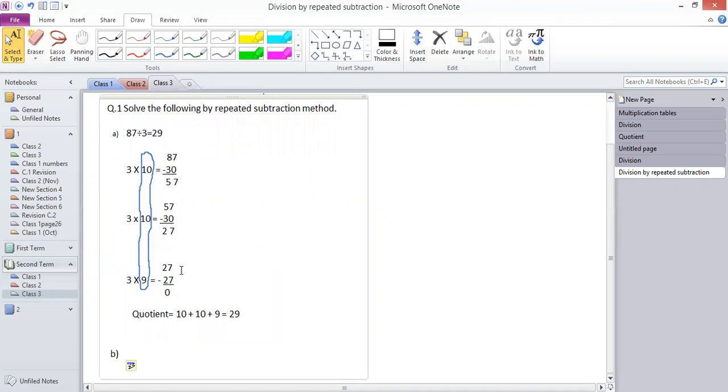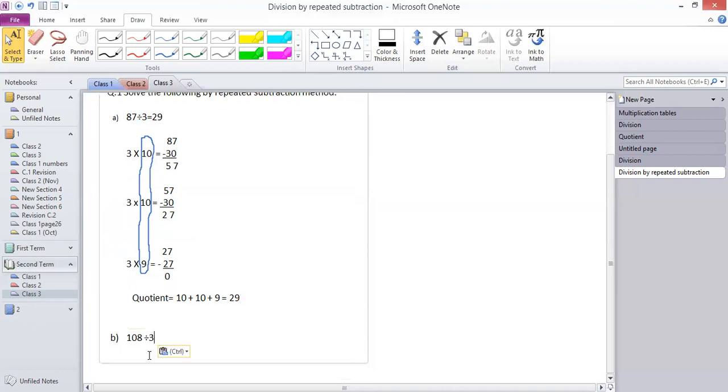B is 108 divided by 4 equals what? So guys, you have to divide 108 by 4. How will you do it, guys? 108 by 4.